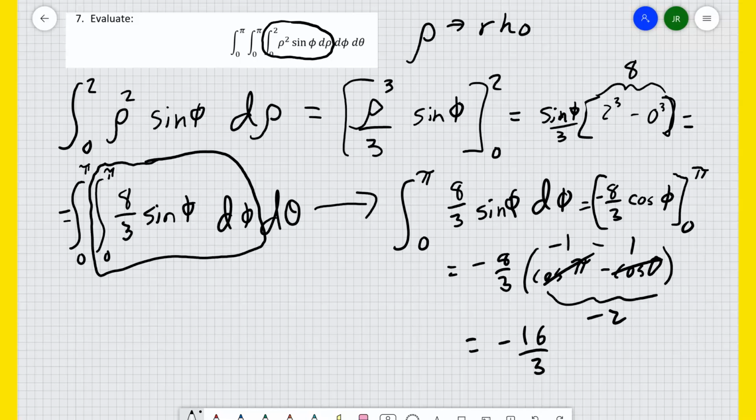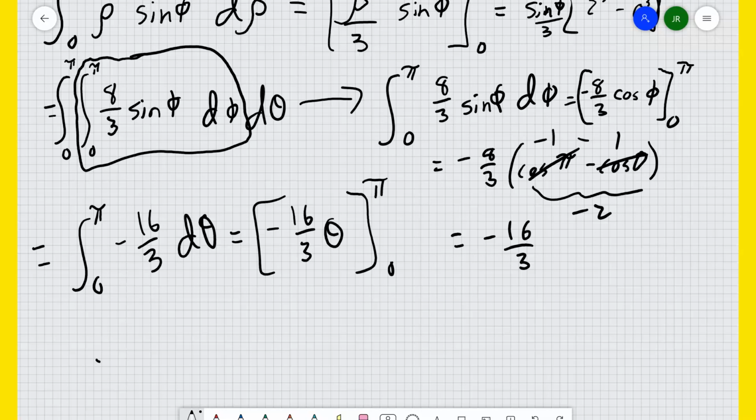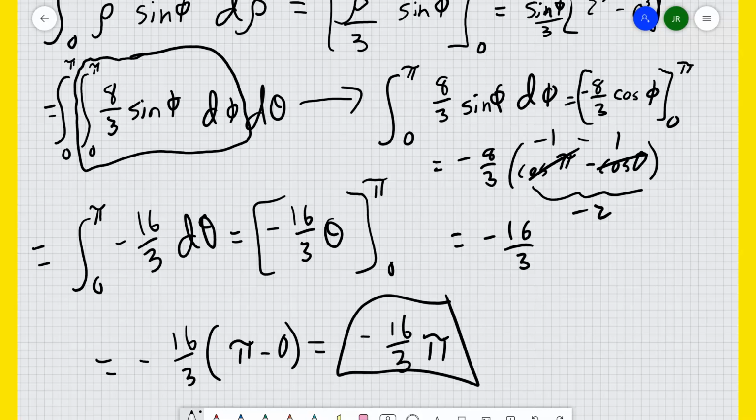So now I'm just down to the integral from 0 to pi of -16/3 d theta, which is going to be just negative 16/3 theta from 0 to pi. So it's negative 16/3 and then pi minus 0. So that's just negative 16/3 pi. And that's the answer.